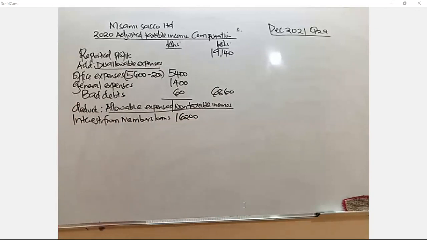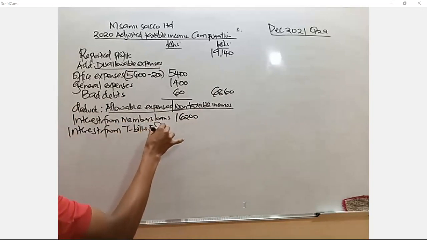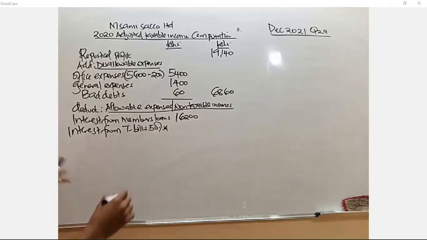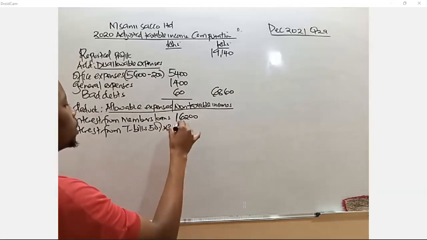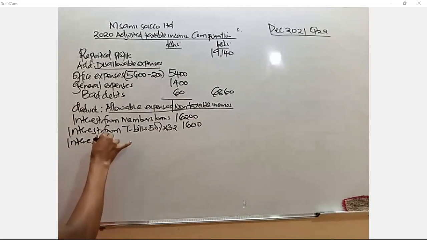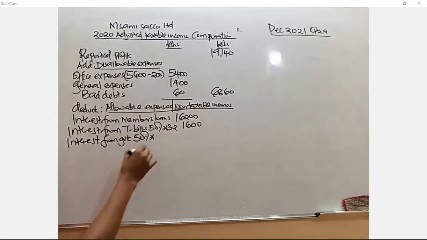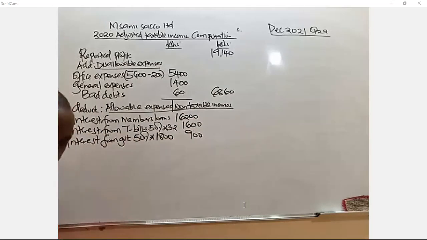The other one would be, we have interest from treasury bills. That one you know very well. We take 50%. 50% of that gross is how much? That's 200. This is around 1600. The next one is the interest from government infrastructure bonds. So interest from governments, 50% of the gross amount given as 1800, getting 900 there. The next one we have interest from other bank.